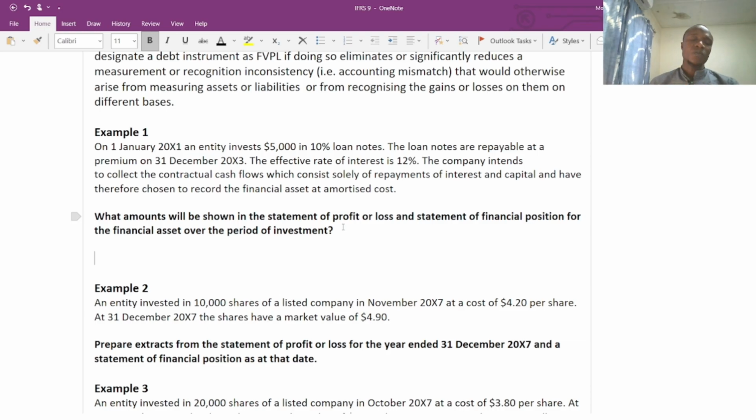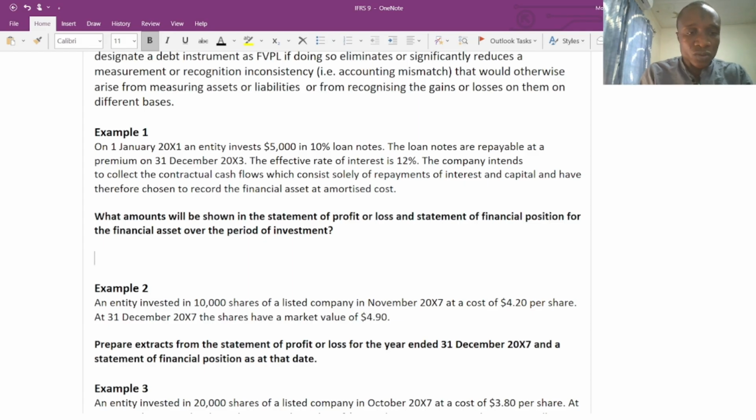So now look at the condition. According to IFRS 9, we can account for the transaction at amortized cost if the two tests are met. One is the business model test, the purpose, the intention of holding the investment. Secondly, we look at the contractual cash flow, that is, how we are going to receive the cash flow from this particular investment. In this situation, the intention is to collect the contractual cash flow, which is clear. And the cash flow we are going to receive is the interest as well as the capital at the end of the period. So now we are going to use amortized cost to calculate.